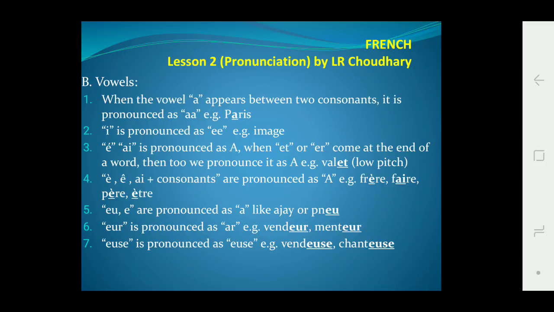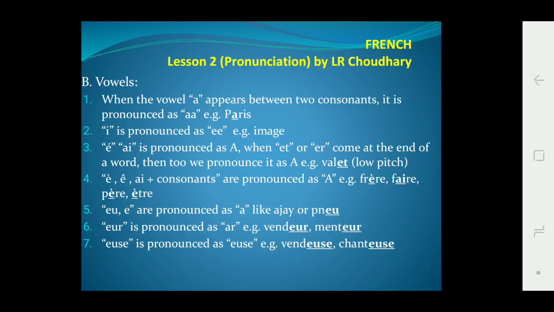Then number 5 point is EU and E are pronounced as A. In Hindi we can say like Ajay, so the starting of Ajay names, A. So the sounds with EU and with E sound like A, like peu, P-E-U. I have highlighted in bold and underlined these sounds, so you can understand very well.